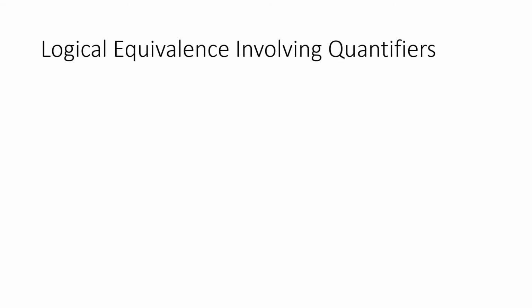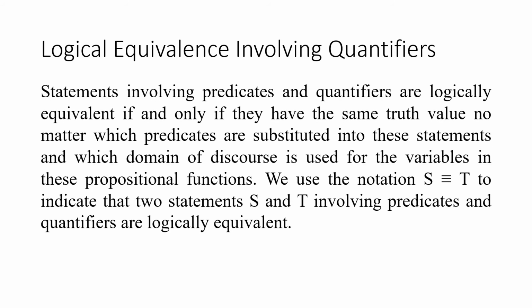So let's have logical equivalence involving quantifiers. In the previous discussion, we introduced the notion of logical equivalence of compound propositions. We can extend this notion to expressions involving predicates and quantifiers. So let's have this definition. The statements involving predicates and quantifiers are logically equivalent if and only if they have the same truth value no matter which predicates are substituted into these statements and which domain of discourse is used for the variables in the propositional functions. We use this symbol to indicate that the two statements S and T involving predicates and quantifiers are logically equivalent.